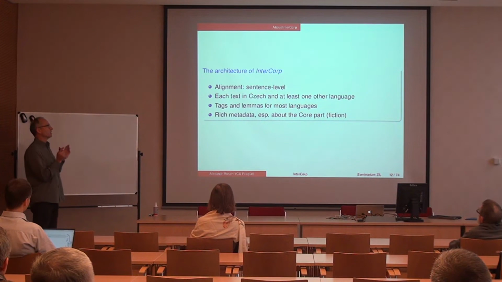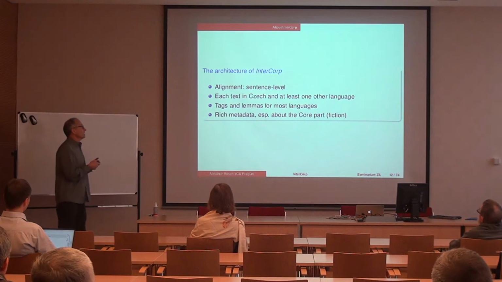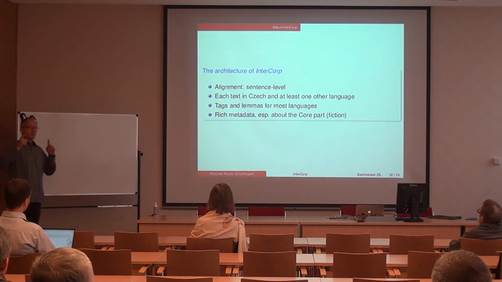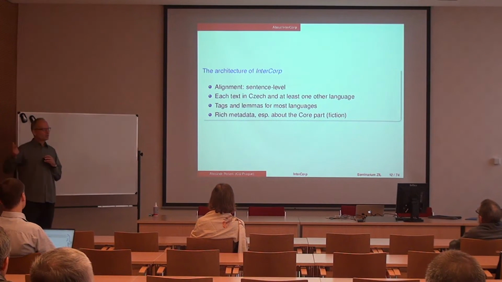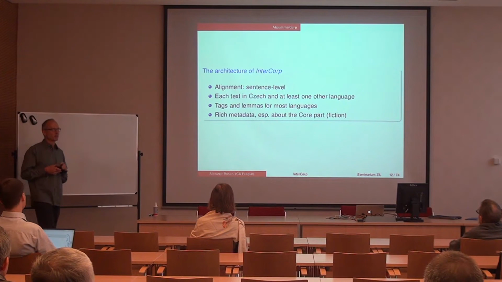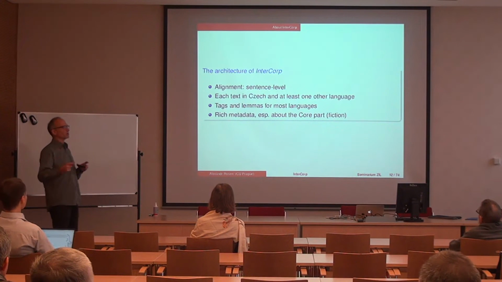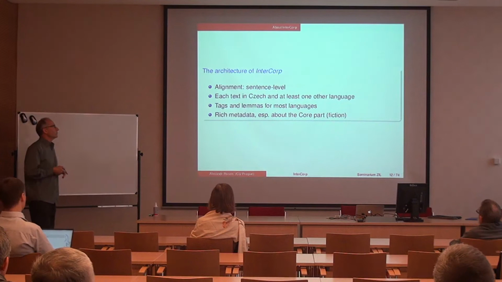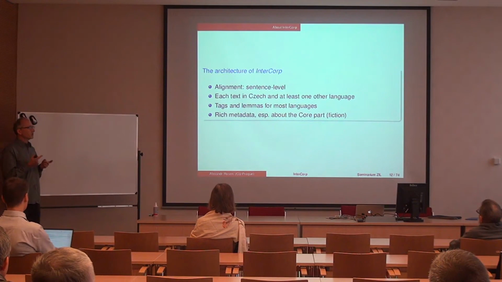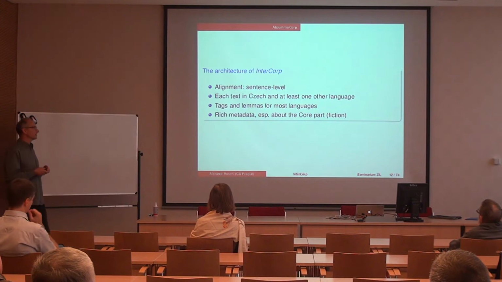So how does the corpus look? We have alignment at the sentence level, not at the word level. Each text in the corpus is in Czech and at least one other language. Most of the time it's at least 2 or 3 other languages, but there are texts that are only in Czech and one other language. We have linguistic annotation, tags and lemmas for most languages, not syntax yet.